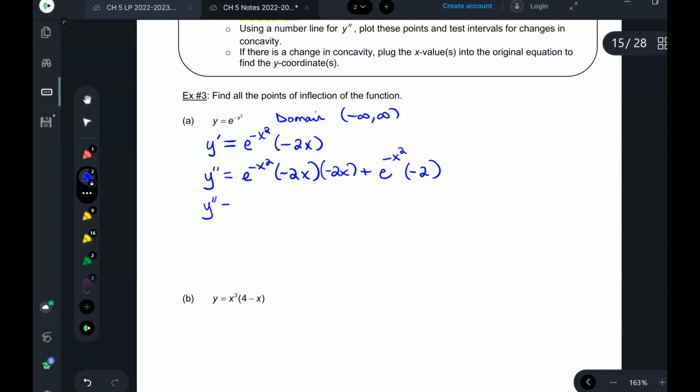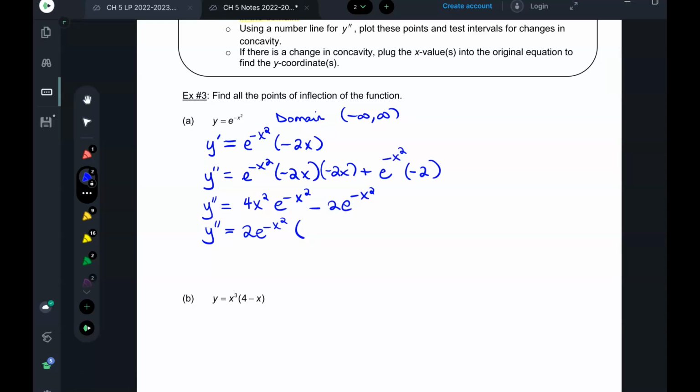Okay, before we set that equal to 0, I want to clean it up a little bit and see if there's any way we can factor it. Let's maybe multiply it out first. Let's make this a 4x squared, 2e to the negative x squared minus 2e to the negative x squared. What can we take out? Take out the 2e to the negative x squared, and I'm left with 2x squared minus 1.